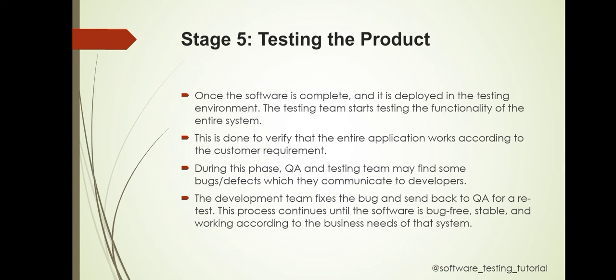Stage 5. Testing the product. Once the software is complete and it is deployed in the testing environment, the testing team starts testing the functionality of the entire system. This is done to verify that the entire application works according to the customer requirement. During this phase, QA and the testing team may find some bugs or defects which are communicated to developers. The development team fixes the bug and sends it back to the QA for the retest. The process continues until the software is bug-free, stable, and works according to the business need of that system.